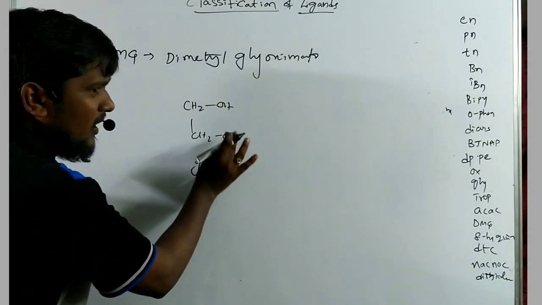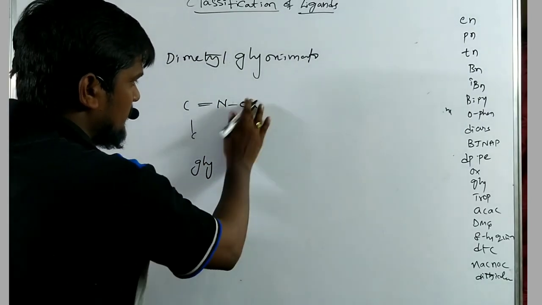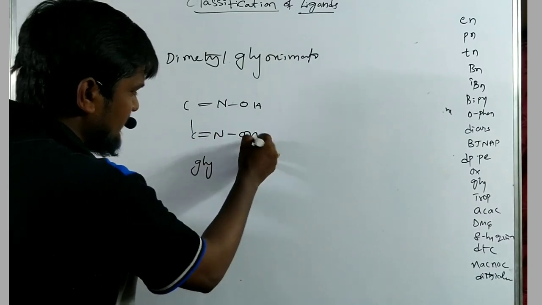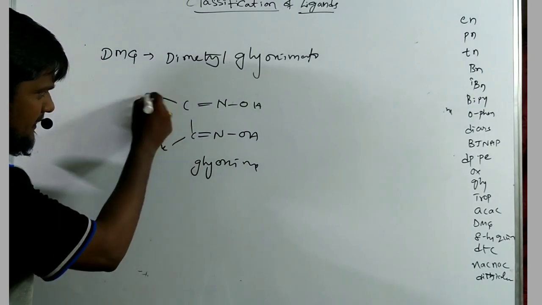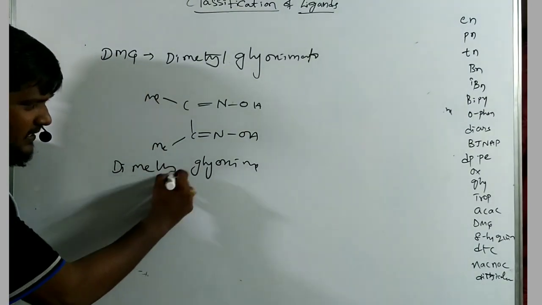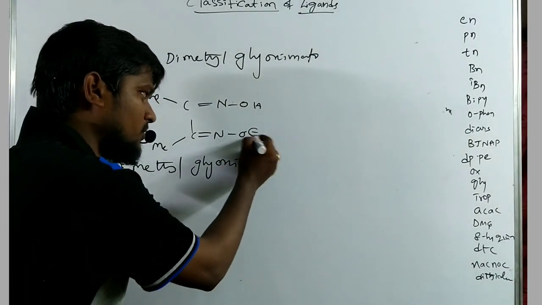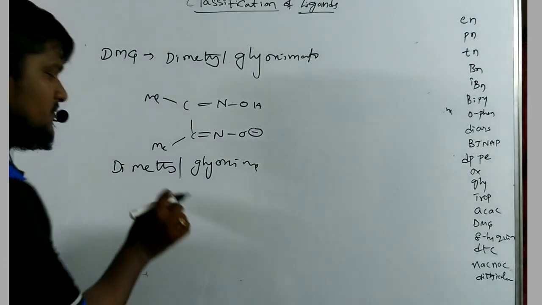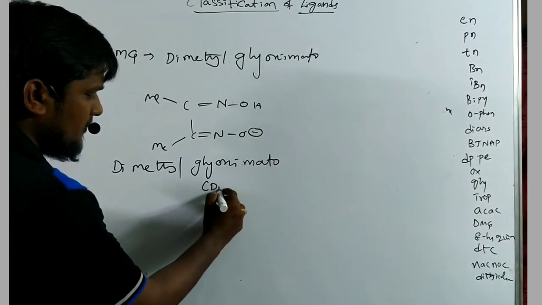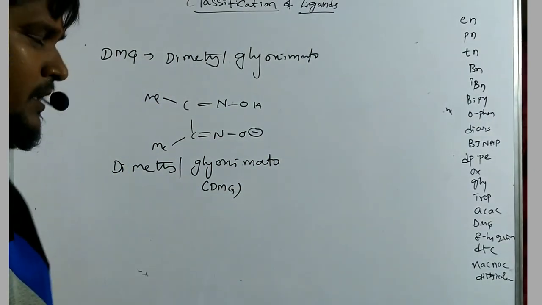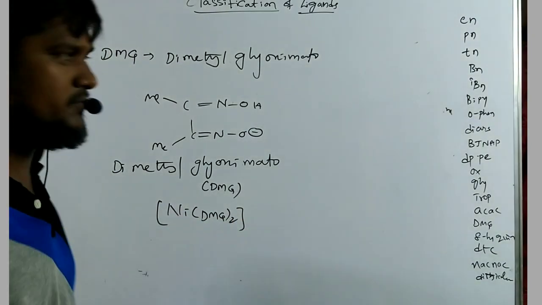Now here we take the glycol, and the alcohol groups are replaced by oximes, C=NOH. That's why it is called glyoxime. The glyoxime having two methyl groups is called dimethylglyoxime. Now one of the hydroxyl groups loses its proton and becomes O minus, so it is called dimethylglyoximate, simply denoted by DMG. It is readily available in the nickel DMG complex, the nickel DMG red precipitate.